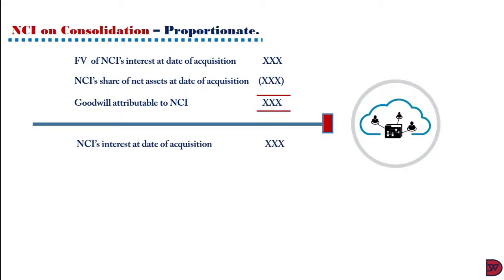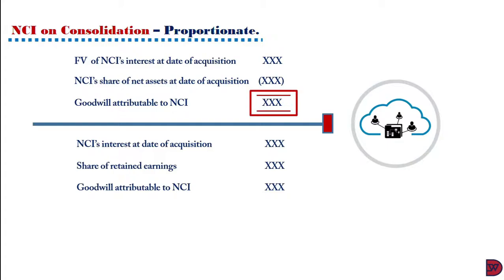So you also start with their cost of investment at acquisition. Then you bring their share of retained earnings, which will be their percentage holding of the total retained earnings at the date of consolidation, not the post-acquisition profit. Then you bring the share of the goodwill, which is the calculation above here, which will lead to the non-controlling interest at consolidation. Now this figure should be the same as that calculated under the fair value method.